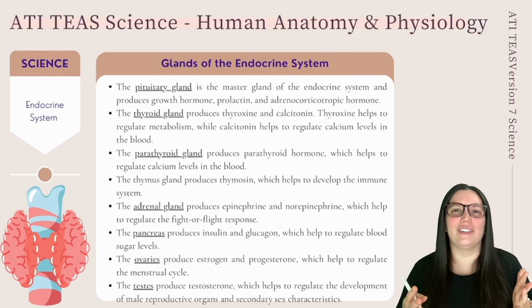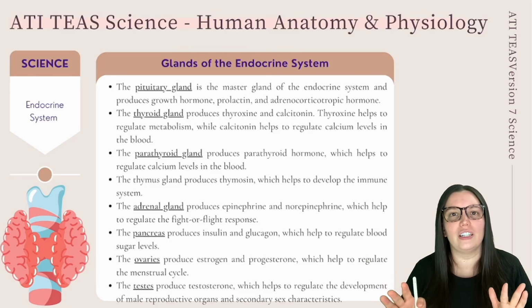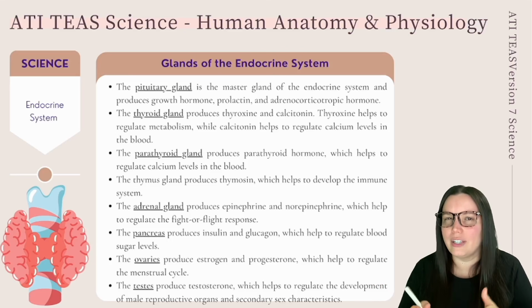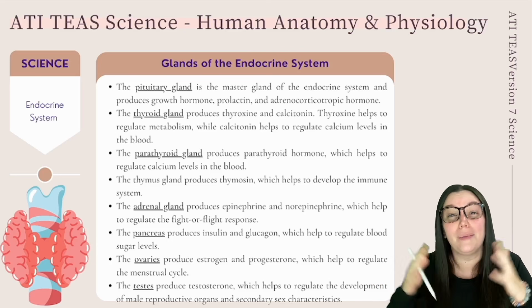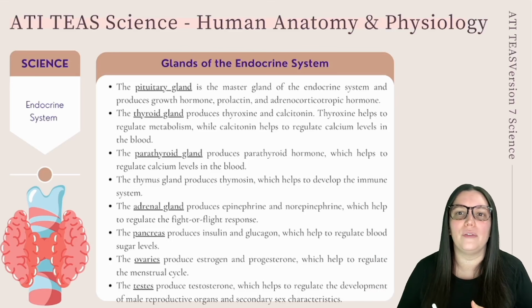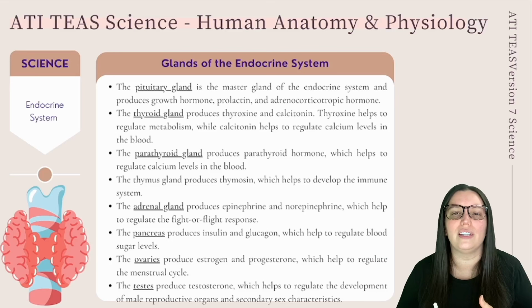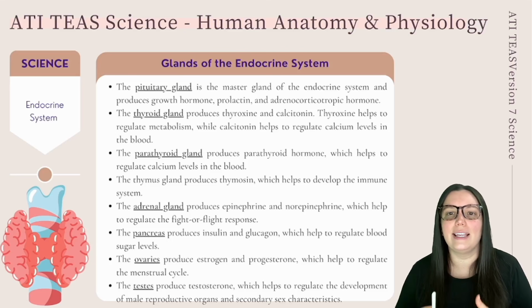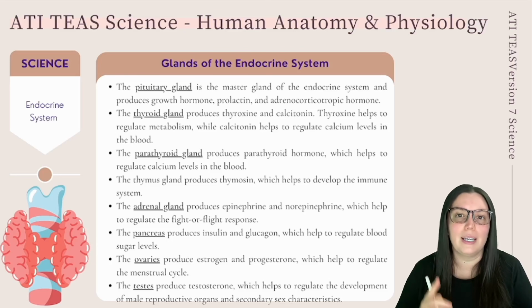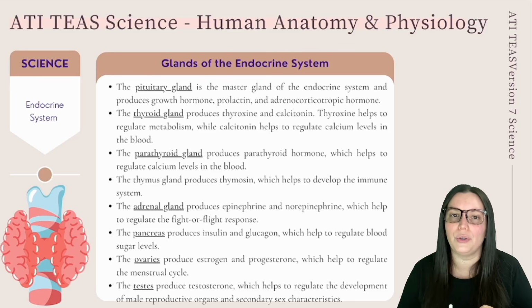Moving on to our endocrine system, we got a little bit of an introduction in our other portions of the ATI TEAS exam, human anatomy and physiology, but now we're going to look very specifically at this system, and we're going to begin by looking at the glands. So the endocrine system is made up of a network of glands that produce and secrete hormones. These hormones help regulate many body functions, including growth and development, metabolism, reproduction, and mood.